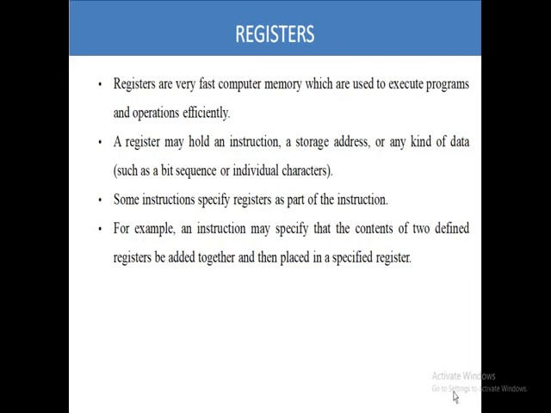The next one is registers. Registers are the very first computer memory. They reside in the CPU, and are used to execute programs and operations efficiently. It is a faster memory, and registers can hold instructions, data, and addresses. In some cases, instructions specify the registers as a part of the instruction.